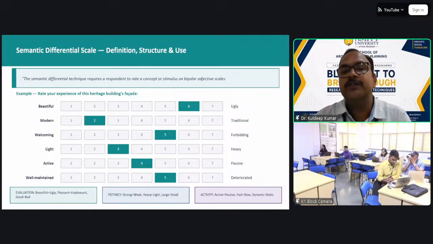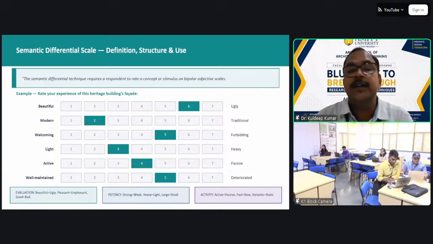And that's what I was saying, the language of opposites. So together, these three dimensions which we have been talking about, evaluation, potency, and activity, capture a rich and multi-layered picture of how people experience their space or building. So here is an example.